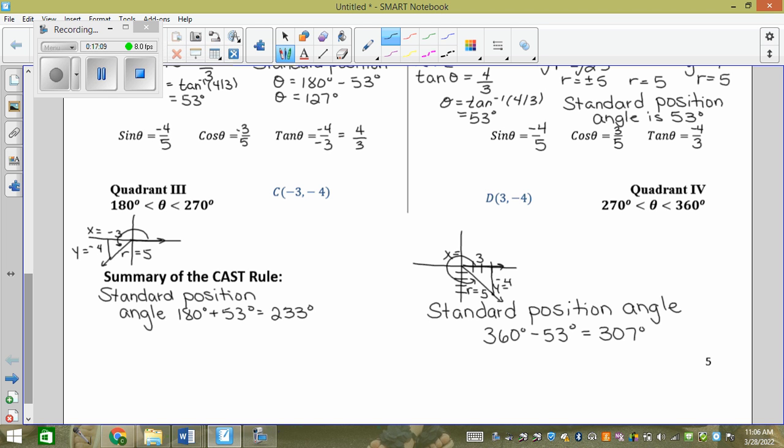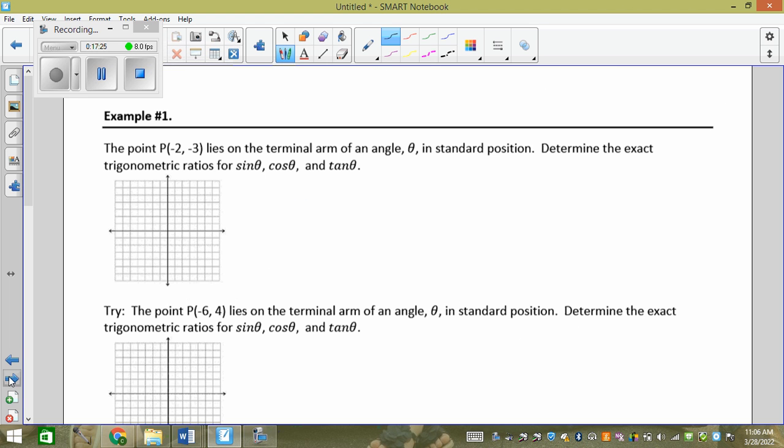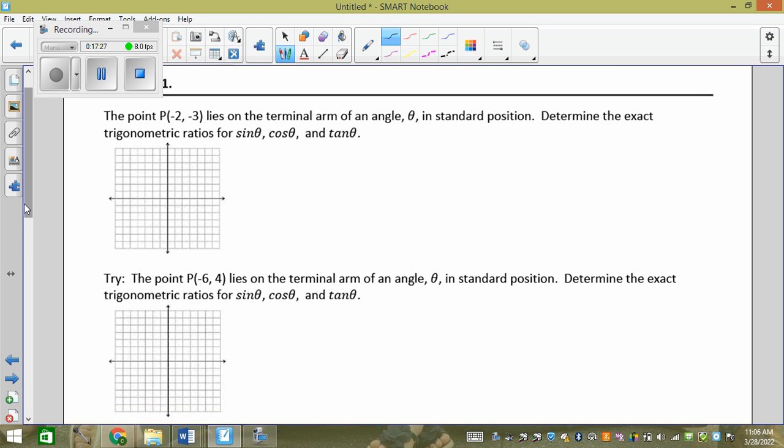Okay, we're going to flip over. There are 2 examples on the next page, both of which I want you to do the exact same thing, but now you're going to have to do a little bit more work because it's not the same 53 degrees. But it's just 2 new coordinates. Here we have negative 2, negative 3. Here we have negative 6 and 4. I want the angle in standard position first, and then I want sine, cos, and tan, the trig ratios. So it's the exact same. You just have to find the reference angle and r.